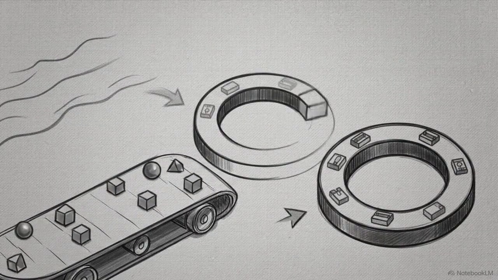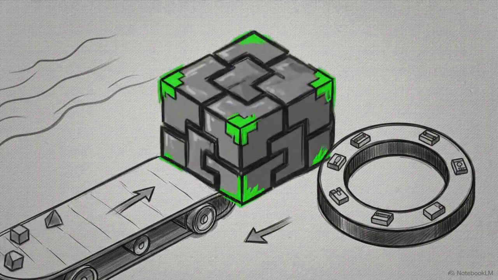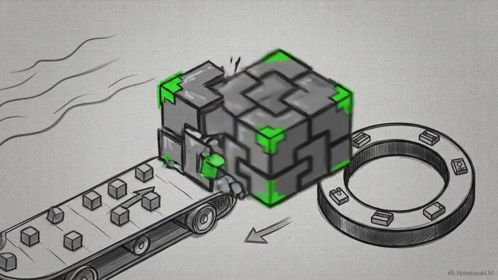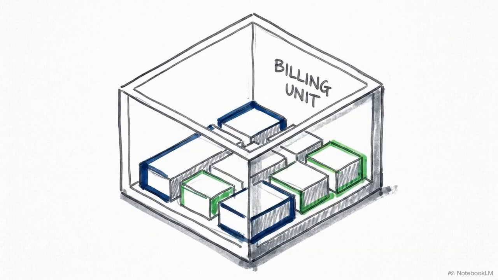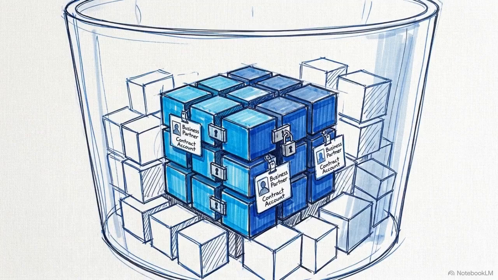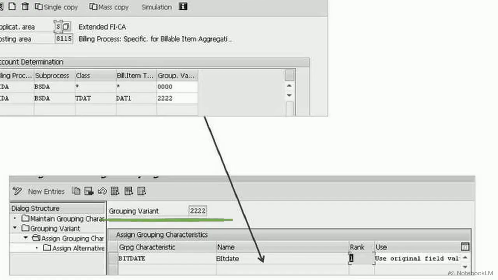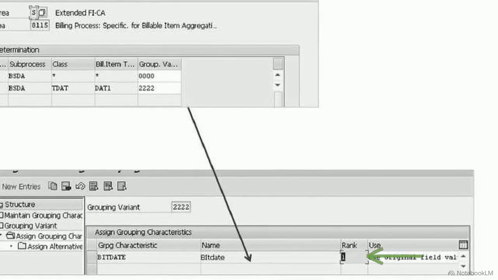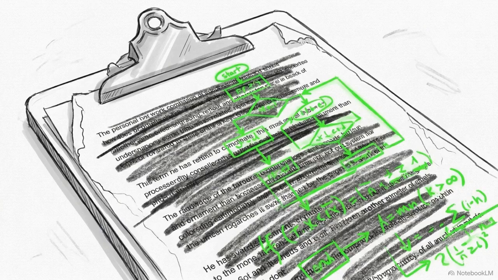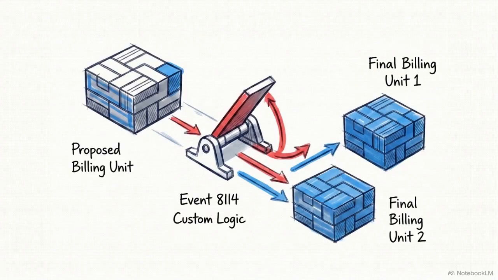Once the data is selected, it moves to the second stage, grouping. This is where individual data points are clustered into document headers. In the billing run, the selected billable items must be bucketed into billing units. The system naturally groups these based on shared traits, like matching business partners and contract accounts. Administrators dictate these rules by configuring a grouping variant. By ranking specific characteristics, like the creation date of the billable item, you force the system to group the items according to business requirements. Developers use Event 8114 to override these proposals. This intercepts the system to apply customer-specific logic before the final billing unit is formed.